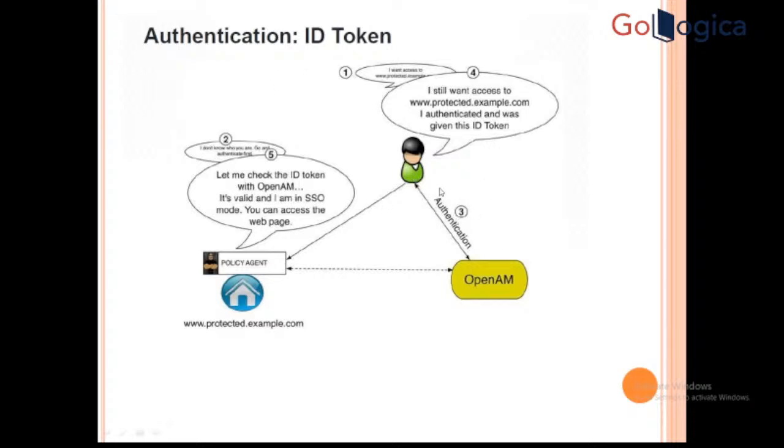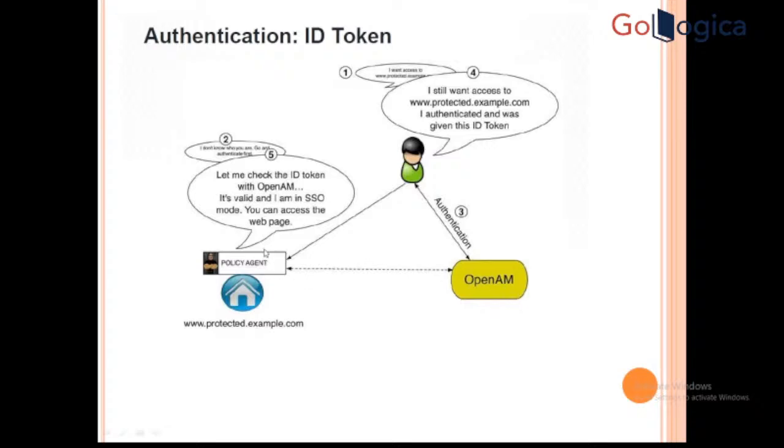After that, at step four, the user has a cookie and says, I still want to access this protected resource. I authenticated and was given this ID token. I have already authenticated and I have an ID token, which is called the SSO token. So now the user sends the SSO token in the request to access the resource. The request comes to step five. Now the policy agent checks, oh, the SSO token is there. It checks the SSO token with OpenAM to see whether it is valid or not.